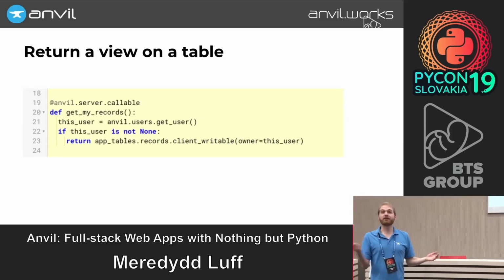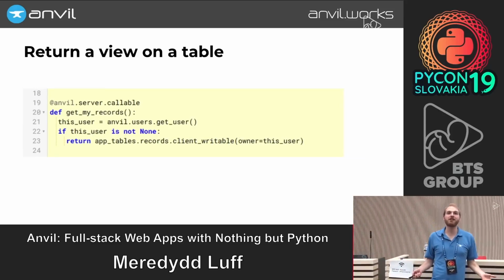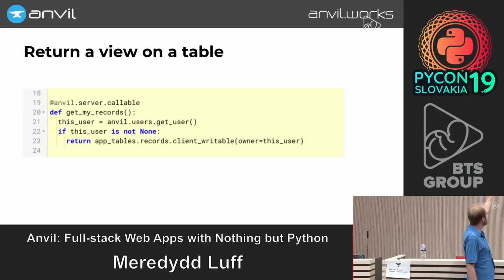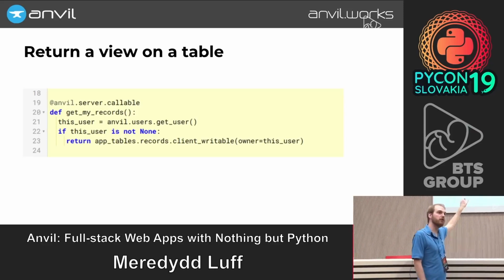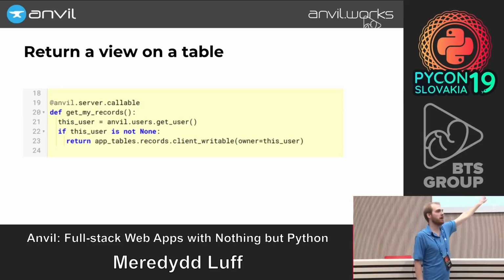We can get even cleverer still. We can return views on tables, because of course data tables are live objects too. So, here's an example. We get the current user. If we are logged in, we get a client-writable view of the records table, but only of the rows where the owner is the current user.